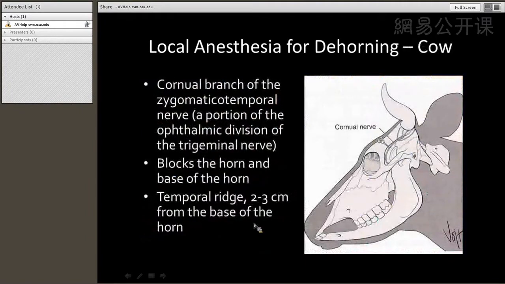For dehorning in a cow, it's a little bit more involved. They tend to have a lot more tissue. It's one of the reasons you should do these when they're very young. And you would need to block just the zygomaticotemporal nerve. It'll block the horn and the base of the horn. In larger cattle though, it's probably not going to be sufficient. So most people would also do a ring block around the horn itself.